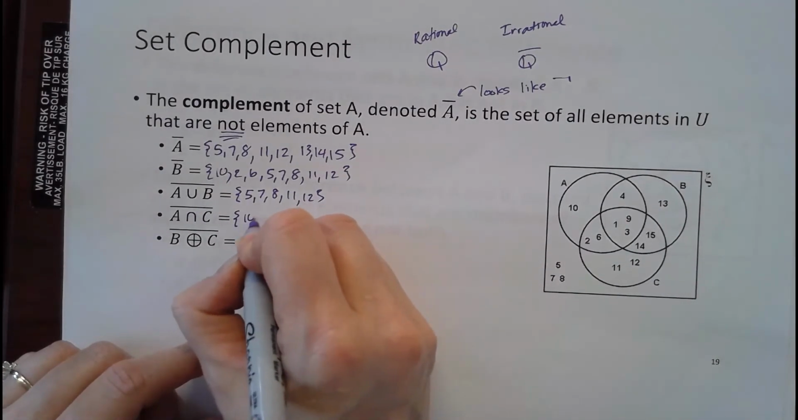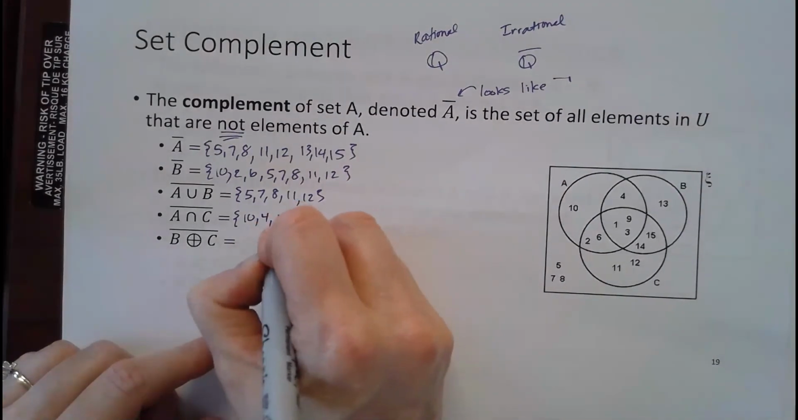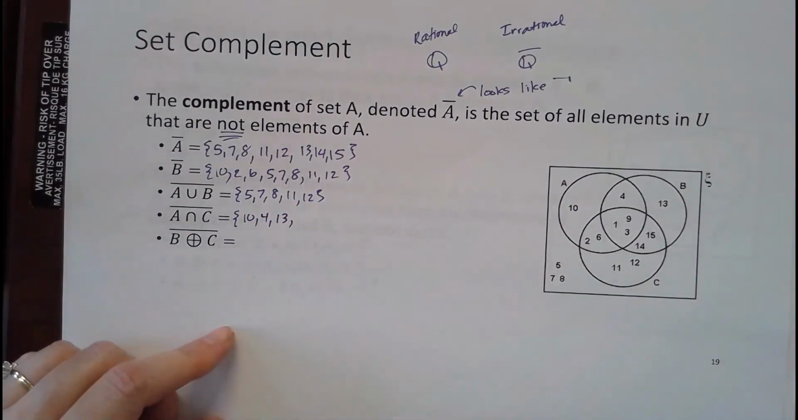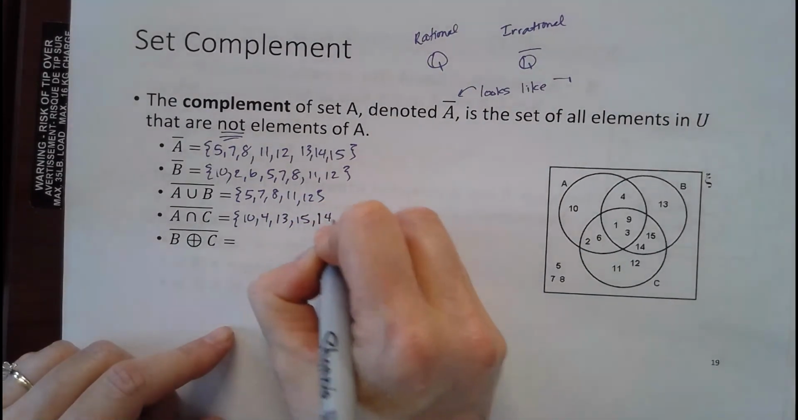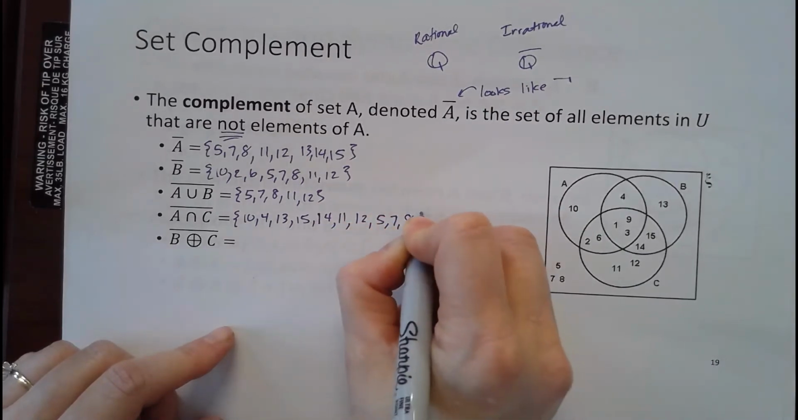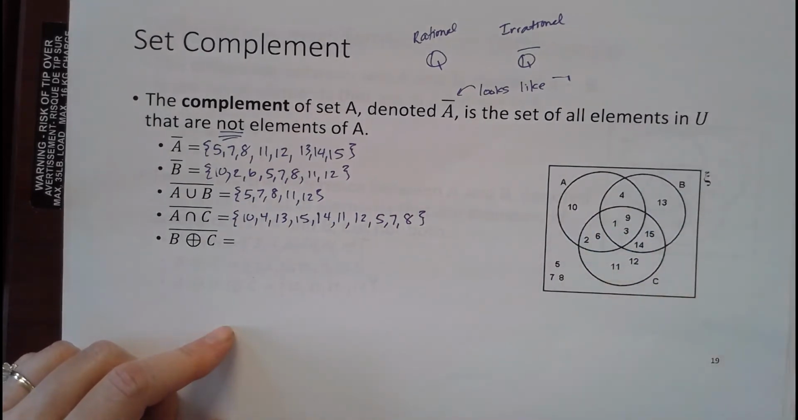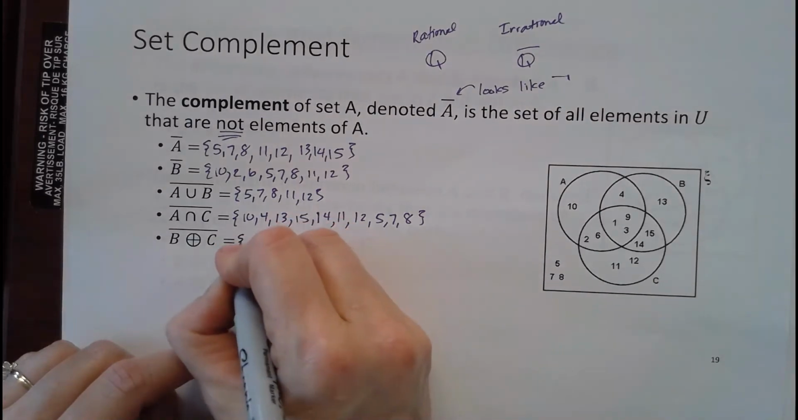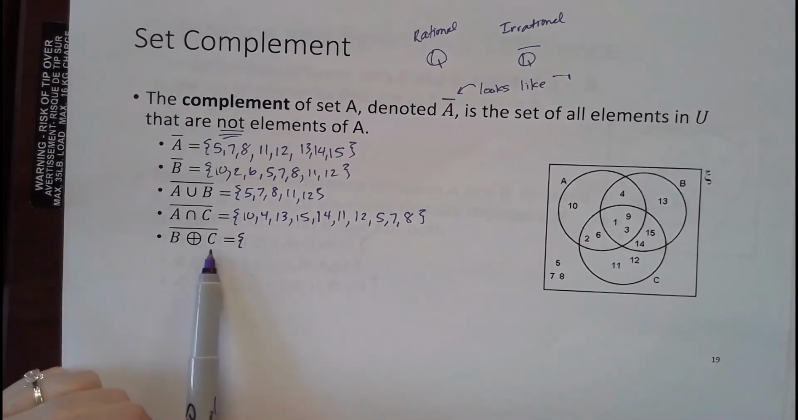10. What else? 4 and 13. What else? 15, 14. 15 and 11. 15, 14, 11, 12, 5, 7, and 8. Good. Okay. So you just kind of went around that way. Looped around.